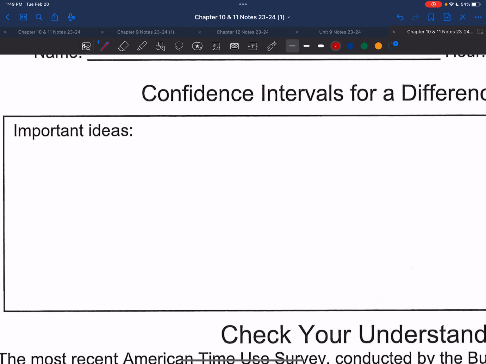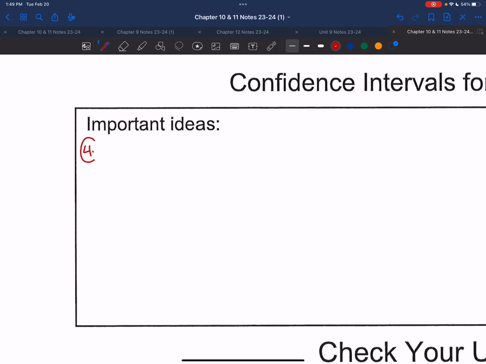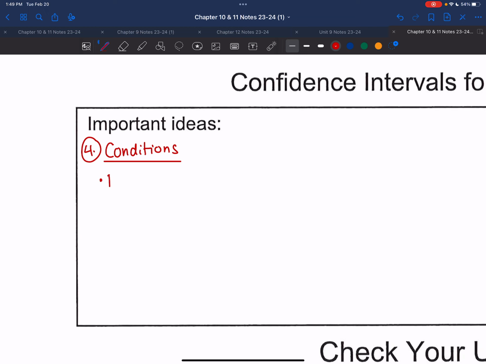And now for the important ideas, the first one is number 4, conditions. It's the same conditions that we've been doing, okay? So you still have to show random, 10% rule, and normal/large counts, okay? The only stipulation here is that you have to do it for both groups.